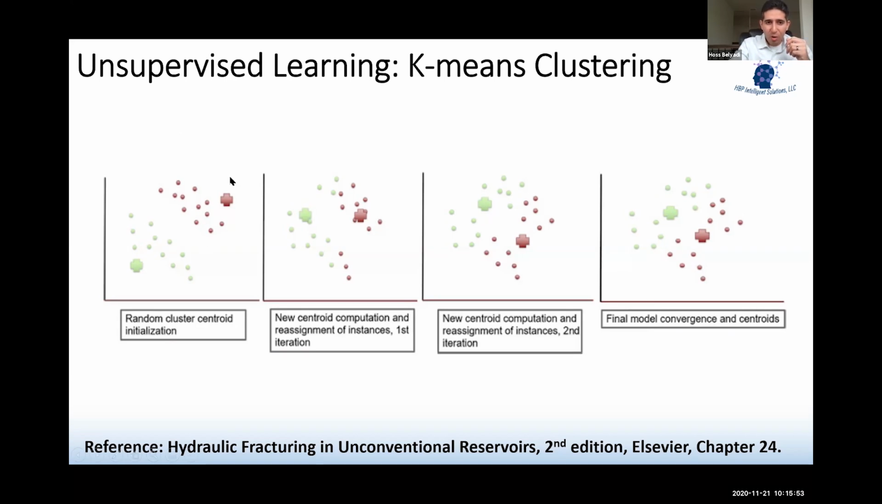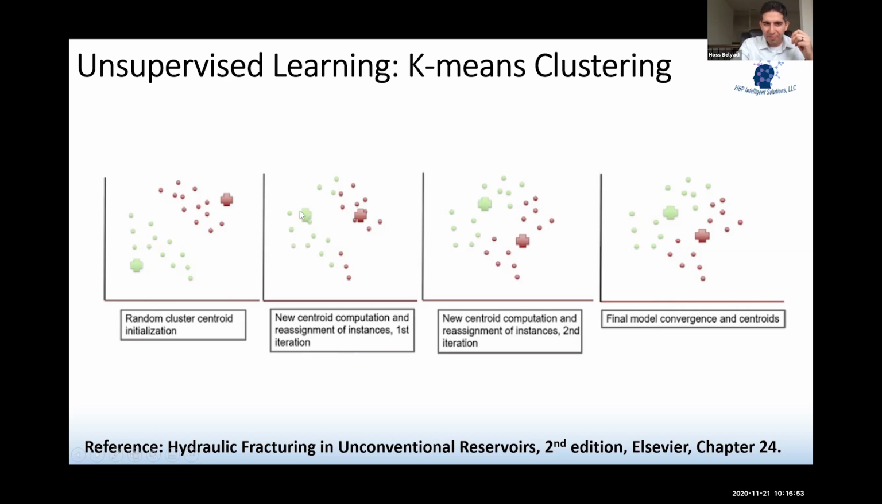So now that you have assigned these instances to this centroid and these instances to this centroid, the next step is to take an average of what is the average distance between the instances in each cluster. So what is the average distance between all of these instances in the green cluster, and what is the average distance between all of these instances in the red cluster? And then what you do is you move that cluster centroid to the average of these instances, and then you move this green cluster centroid to the average of these instances. And when you do it, you get this kind of figure. Okay, so new centroid computation and reassignment of instances.